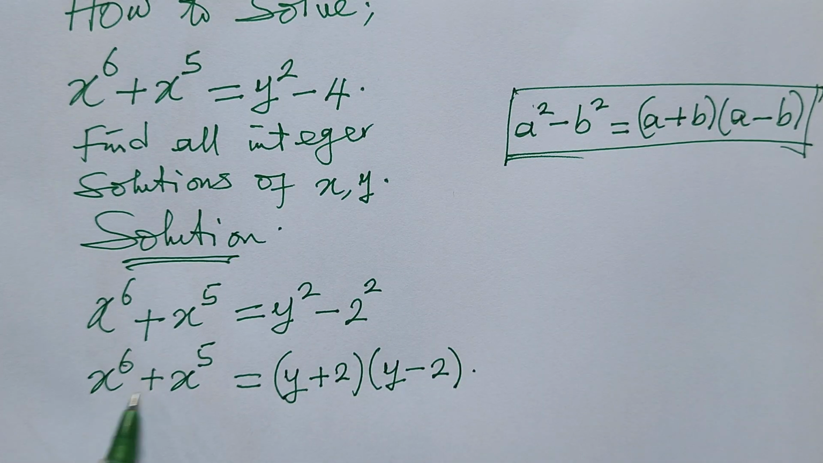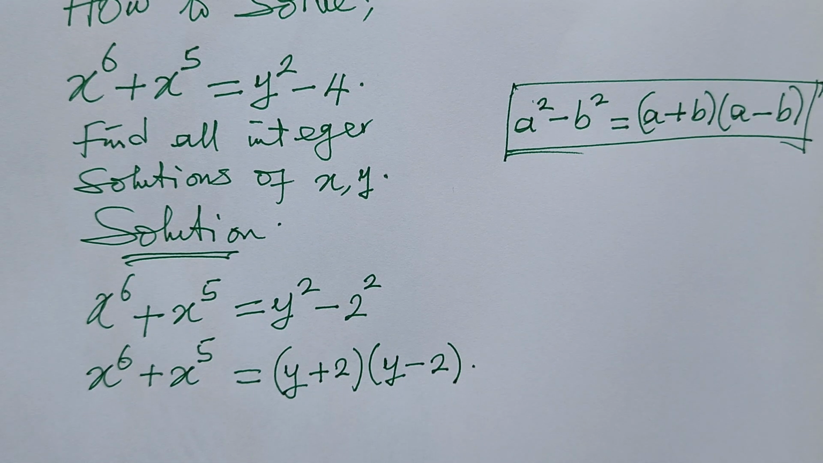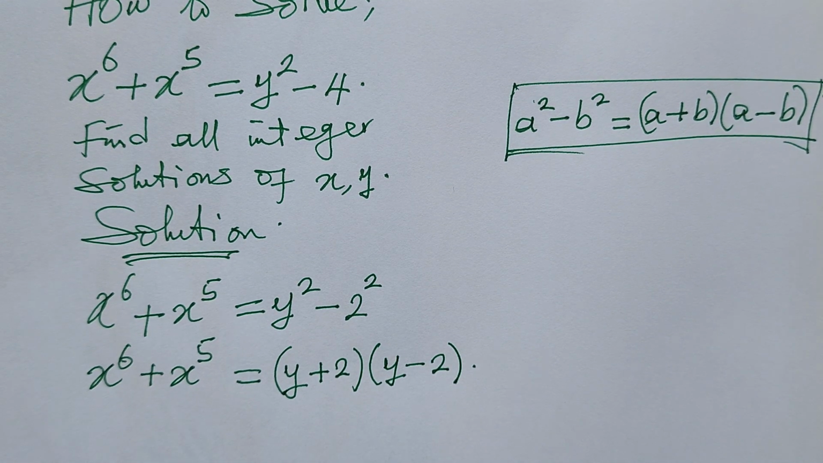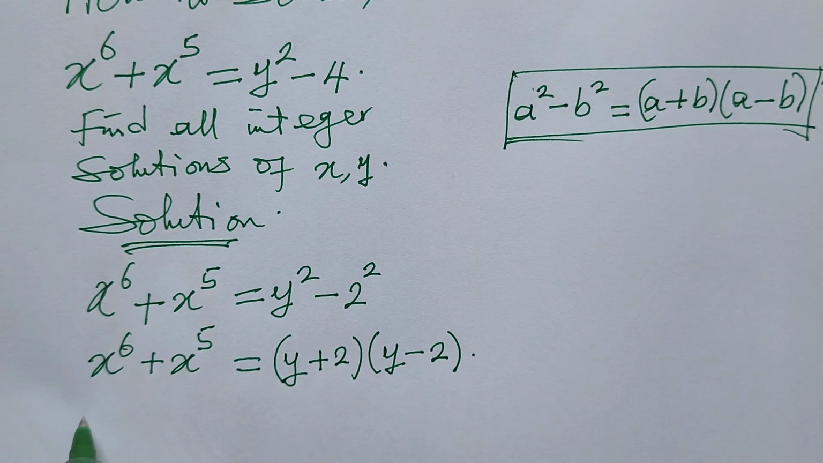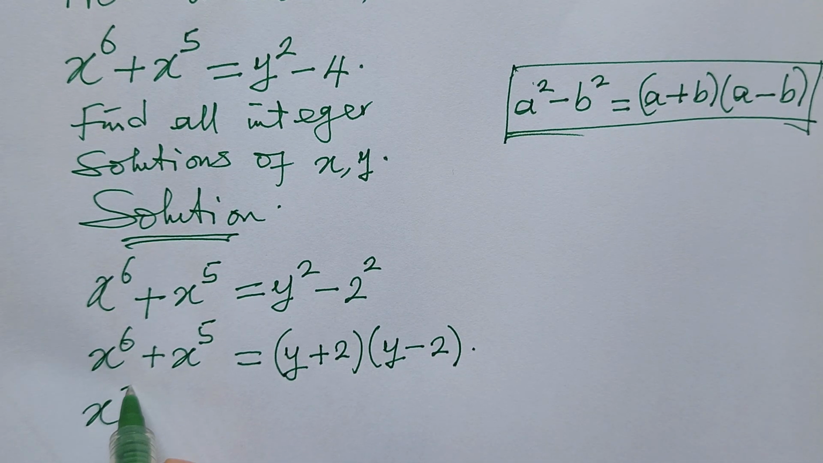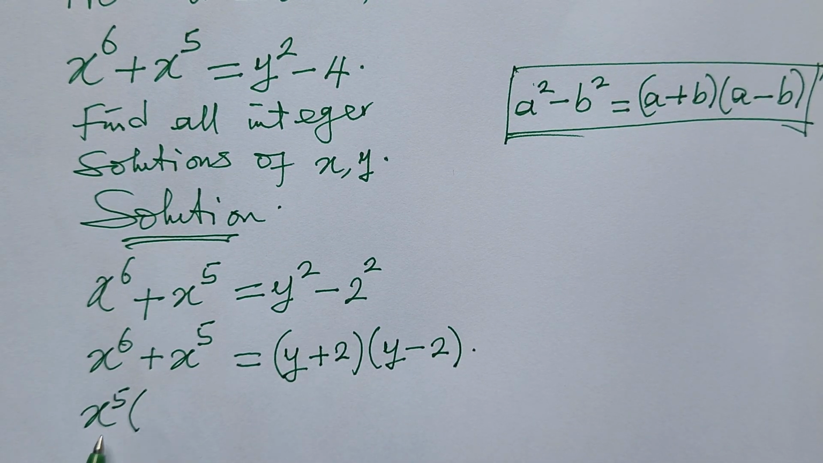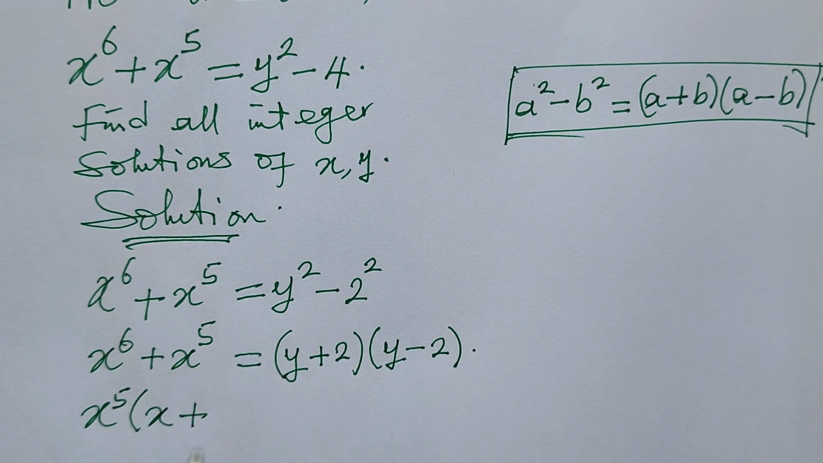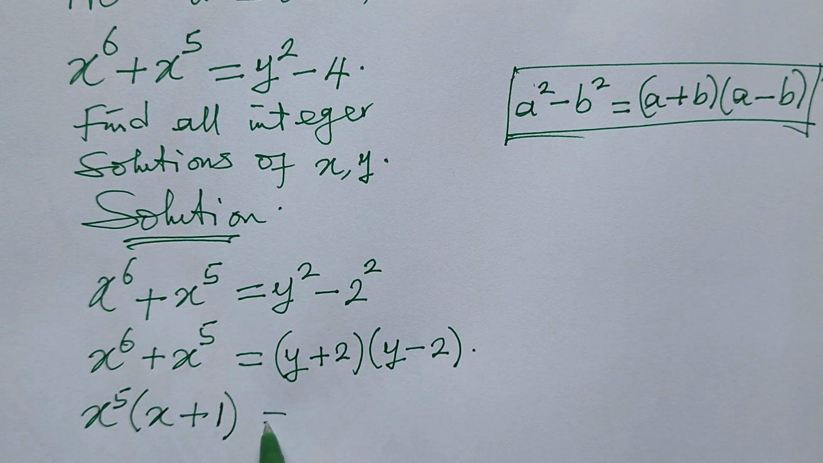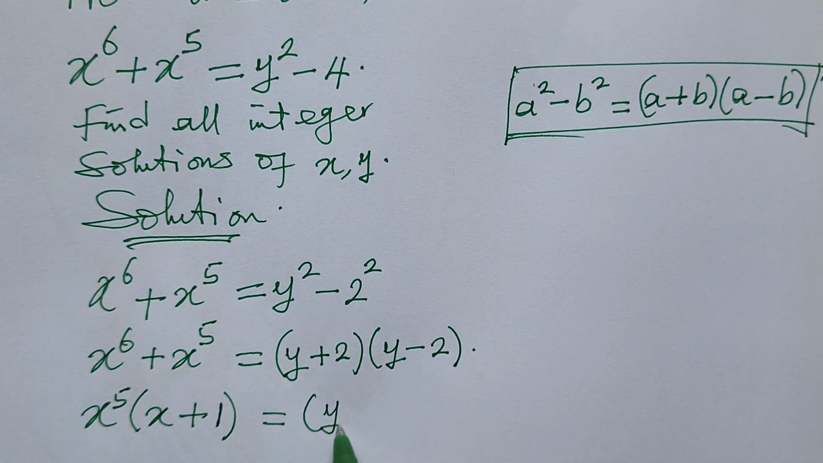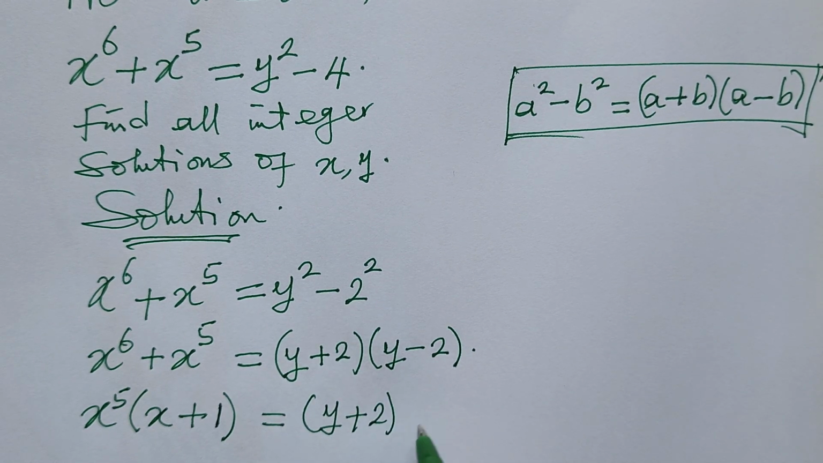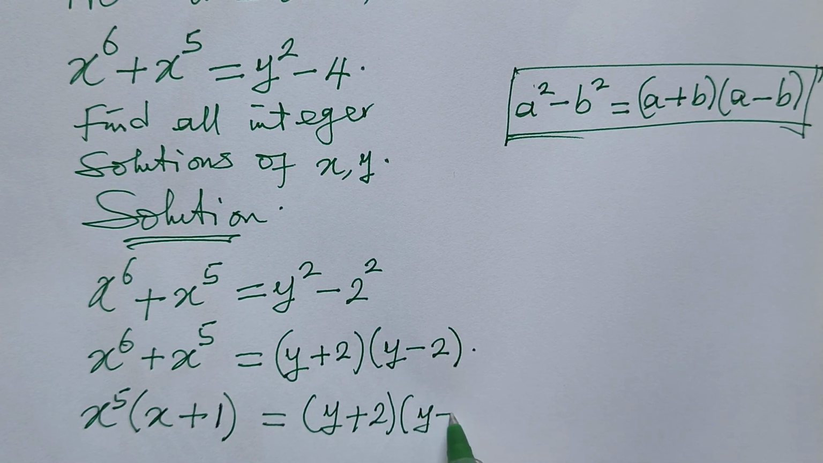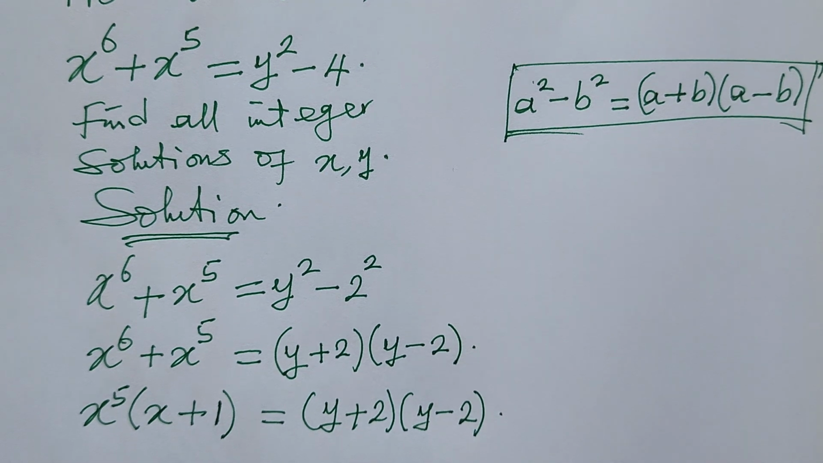If you look at the left hand side of the expression, we can factor out x to the power of 5. So let's go ahead and do that. This gives us x to the power of 5 in brackets; if we divide x to the power of 6 by it, we are left with x plus, and if we divide x to the power of 5 by it, we are left with 1. Everything is equal to (y plus 2)(y minus 2).